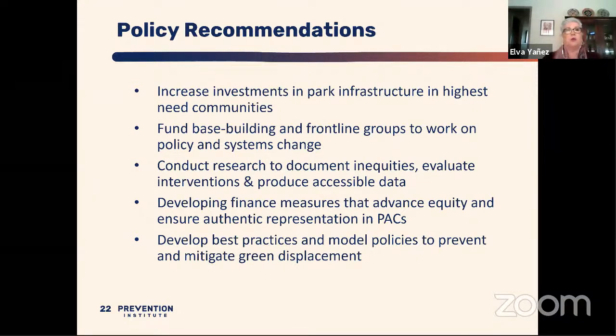Our 12 recommendations focus broadly on increasing investments in park infrastructure in divested, park-poor communities; funding base building and frontline groups to build their capacity to advocate for park equity from a policy and systems change standpoint; conducting research to document inequities, evaluate any equity intervention that's developed and put into place, and also to produce timely, accessible data; developing public finance measures that explicitly advance equity and also include authentic representation from marginalized communities in the committees that sponsor these measures. That's something that really hasn't happened up until this time. And developing best practices and model policies to prevent and mitigate green displacement at the municipal level.